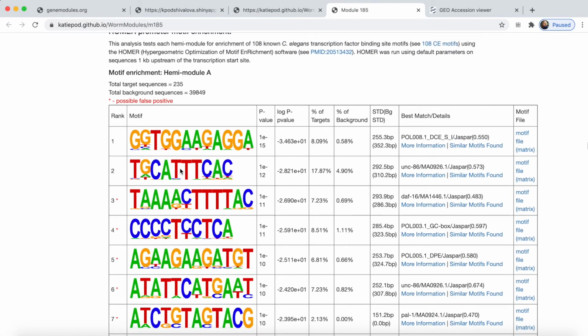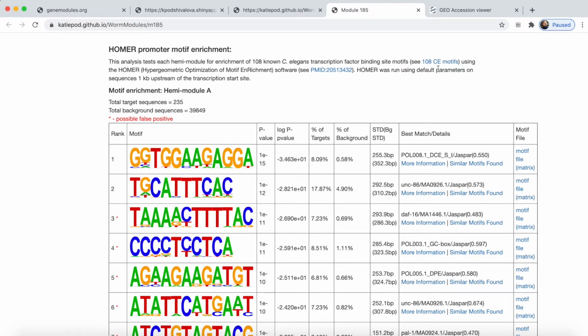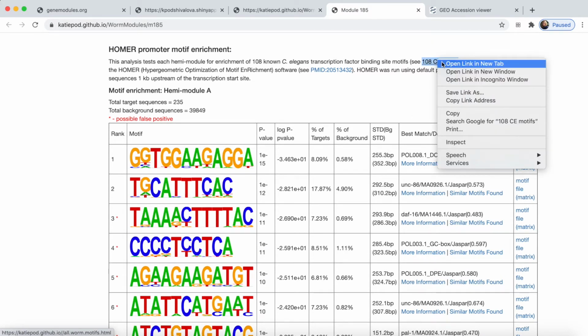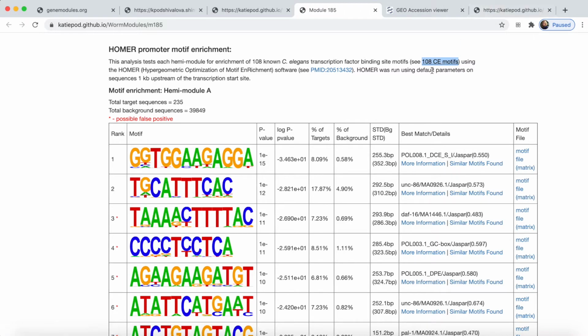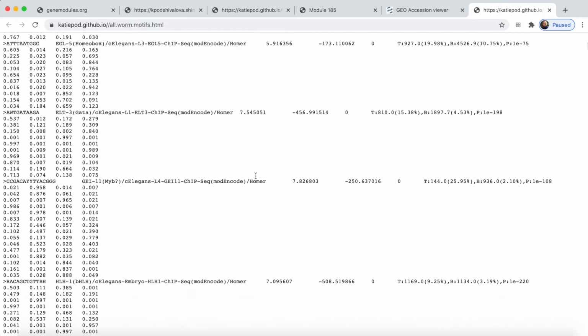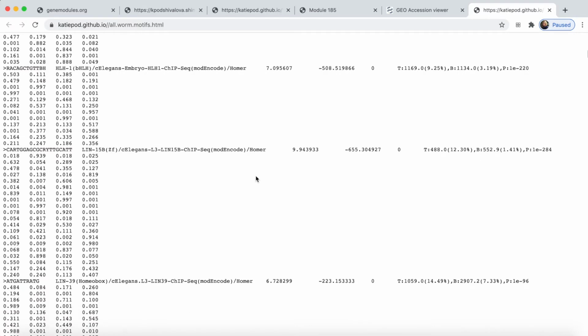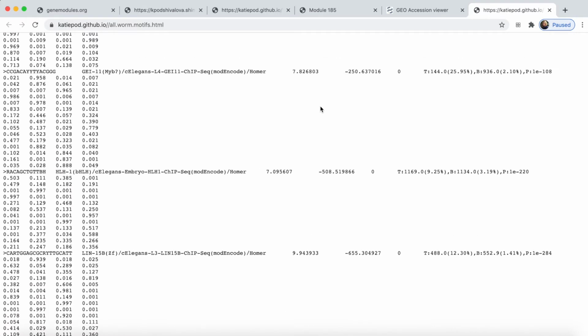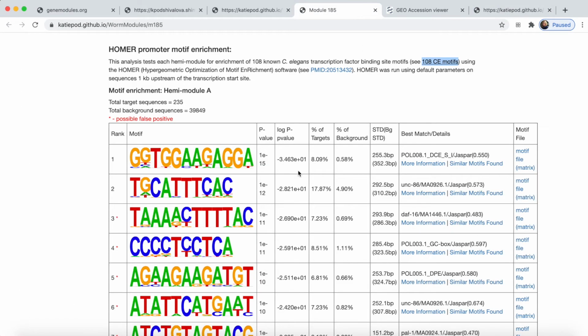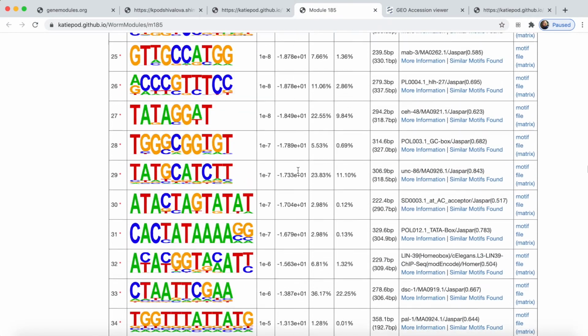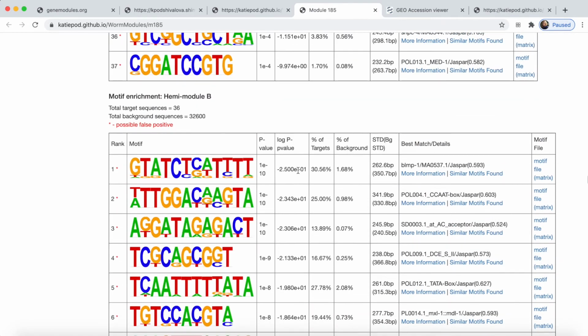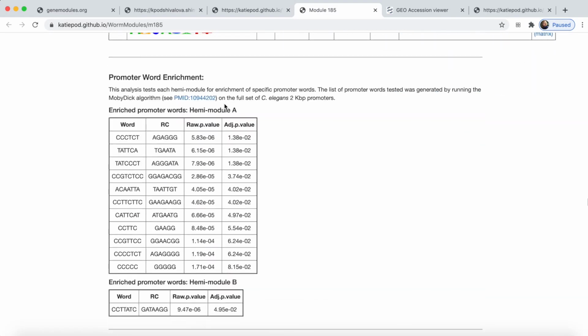It's important to note that Homer only looks for these 108 transcription factor motifs, which you can look at here. So if you don't see a result for a transcription factor of interest, it could be that Homer just doesn't look for it. So next down is another method, and so the same for hemi module B. And typically there aren't as many results for hemi module B because it's the smaller hemi module.